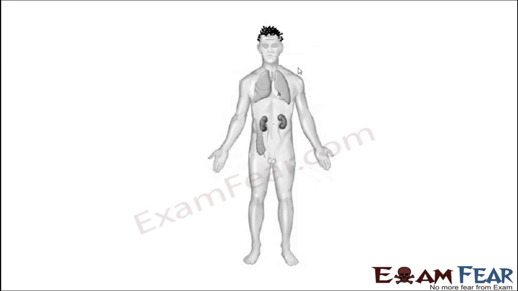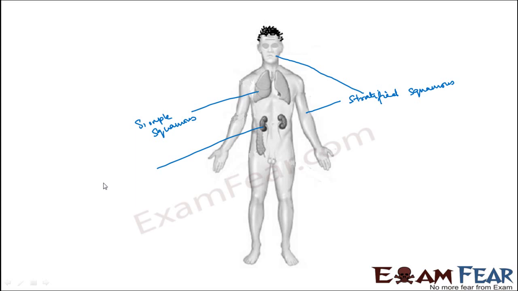Some of the common types of epithelium which we spoke about: skin, you have stratified squamous epithelium. Again, mouth, the mouth cavity is also stratified squamous. Talking about the lungs, here you can see the air sacs of lungs. They are nothing but simple squamous epithelium. Again, the kidney tubules. So inside the kidney tubules, what do we have? We have simple cuboidal epithelium.